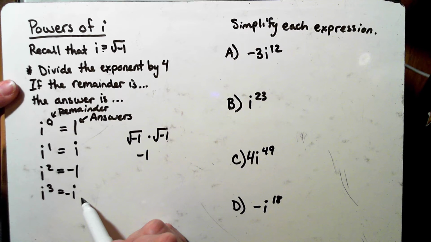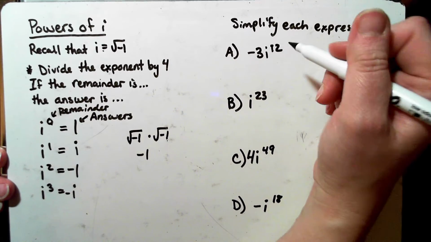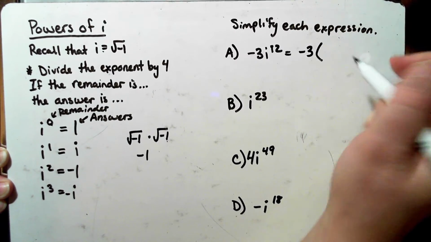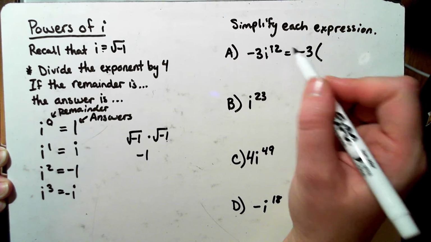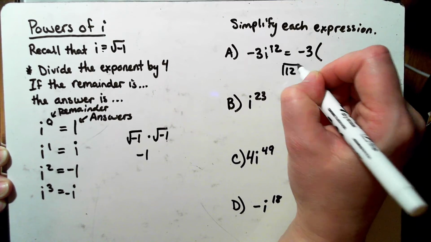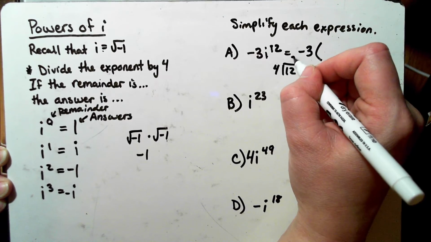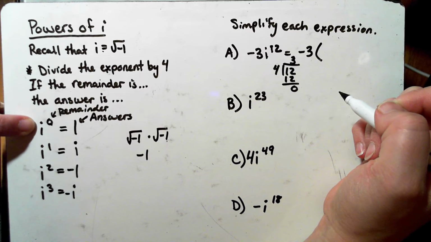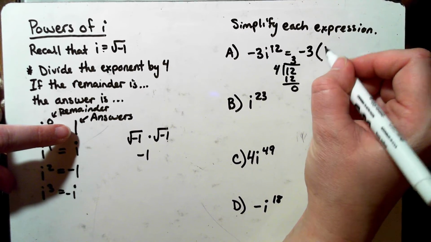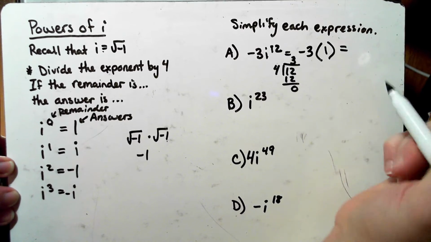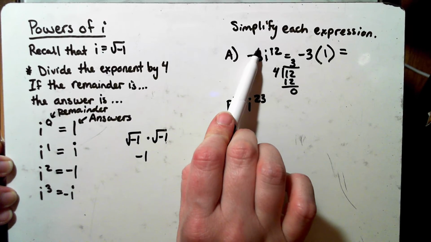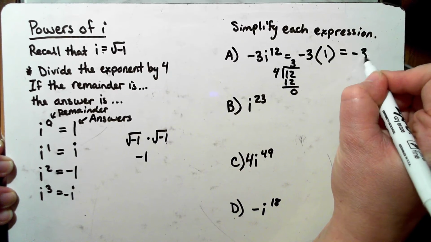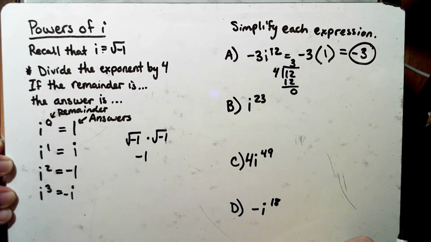Now we just have to apply the rule. So watch what I'm going to do to apply this. I have -3, so I'm going to write -3 times, now I need i to the 12th power. So I'm going to do 12 divided by 4, and 4 times 3 is 12, and there is no remainder. So the remainder is 0, so I'm going to write a 1 where that i to the 12th used to be. Now, if it was just i to the 12th, I'd be done, but I have to multiply by this -3. -3 times 1 is -3, and that's my answer there.